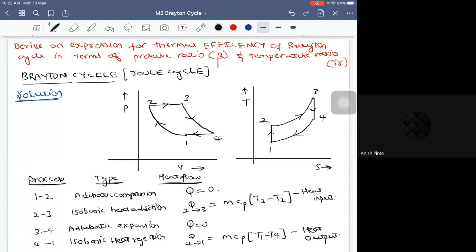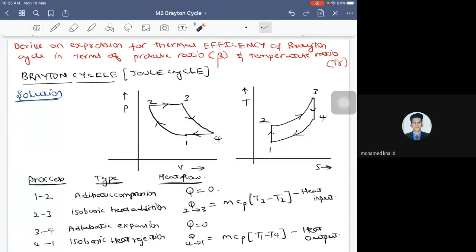Okay. Clear? So how many processes are there in the Brayton cycle? How many processes are there in a Brayton cycle? 4. So 1 to 2 is what? Adiabatic compression. 2 to 3 is isobaric heat addition. 3 to 4 is adiabatic expansion. And 4 to 1 is isobaric heat rejection. So there are totally 4 processes.